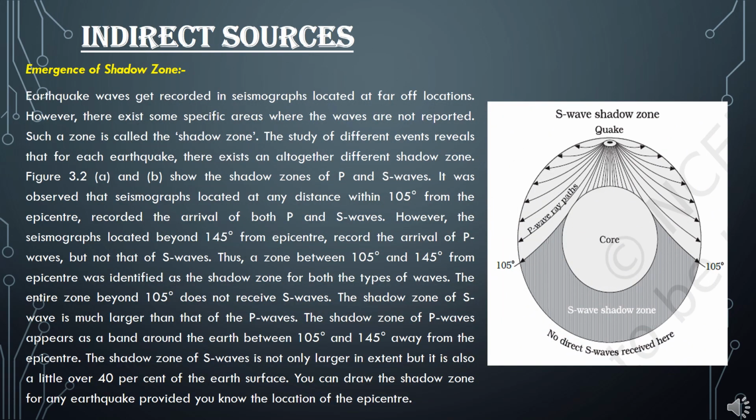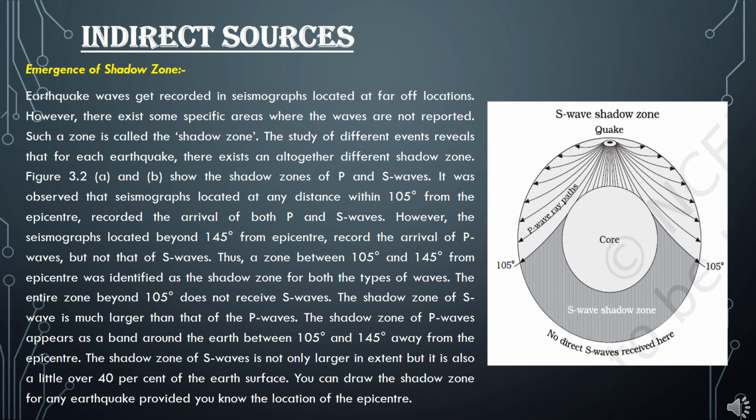Emergence of shadow zone. Earthquake waves get recorded in seismographs located at far-off locations. However, there exist some specific areas where the waves are not reported. Such a zone is called the shadow zone. The study of different events reveals that for each earthquake, there exists an altogether different shadow zone. Figure 3.2, A, and B, show the shadow zones of P and S waves.